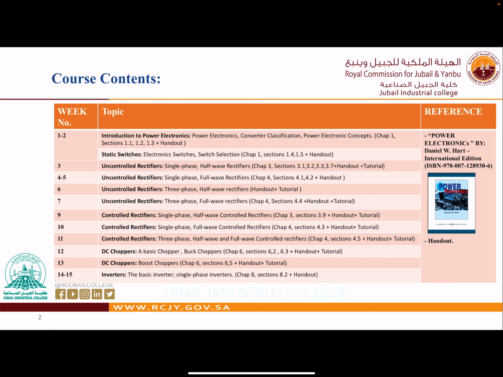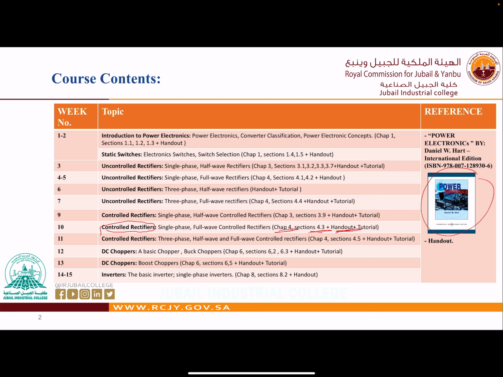Now, in lecture number 7, we will go through the controlled rectifier. You can follow your textbook, in chapter number 4, section 4.3. And also I have given you a handout. You can go through the notes.